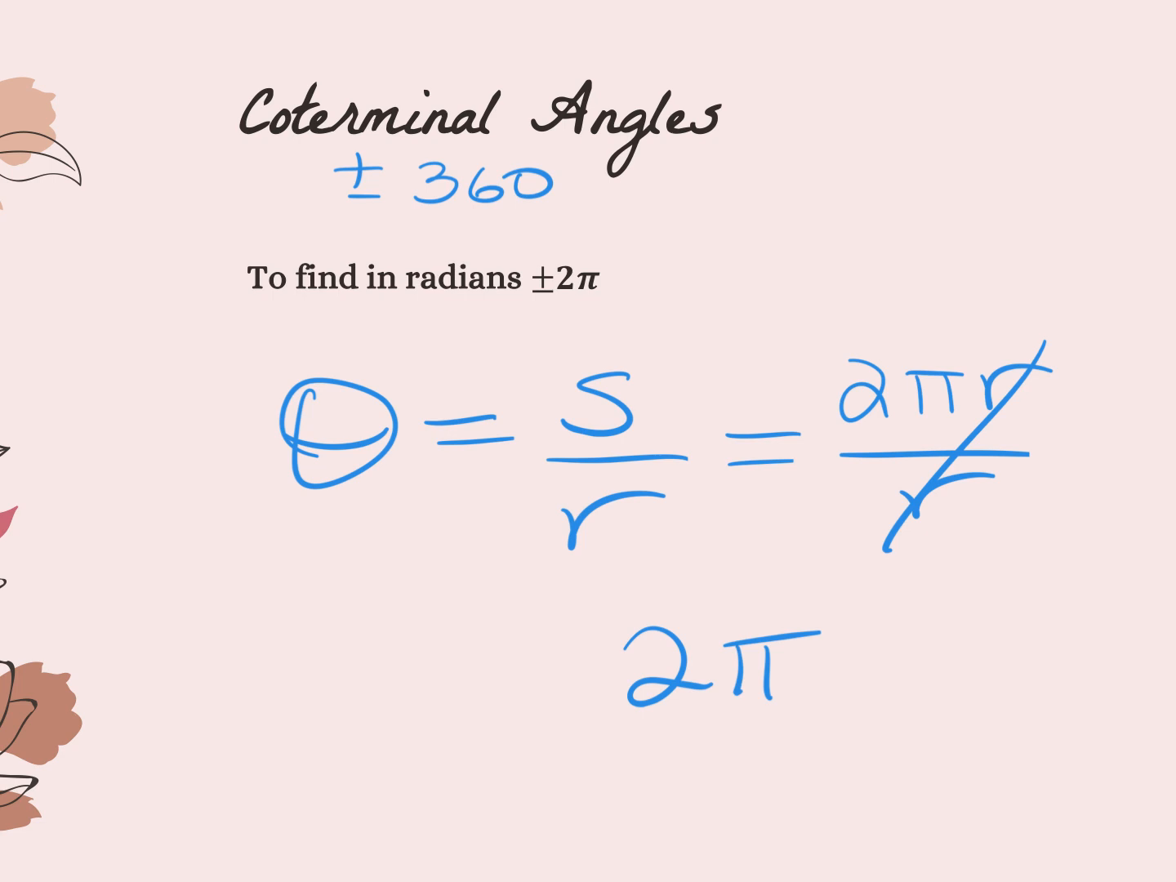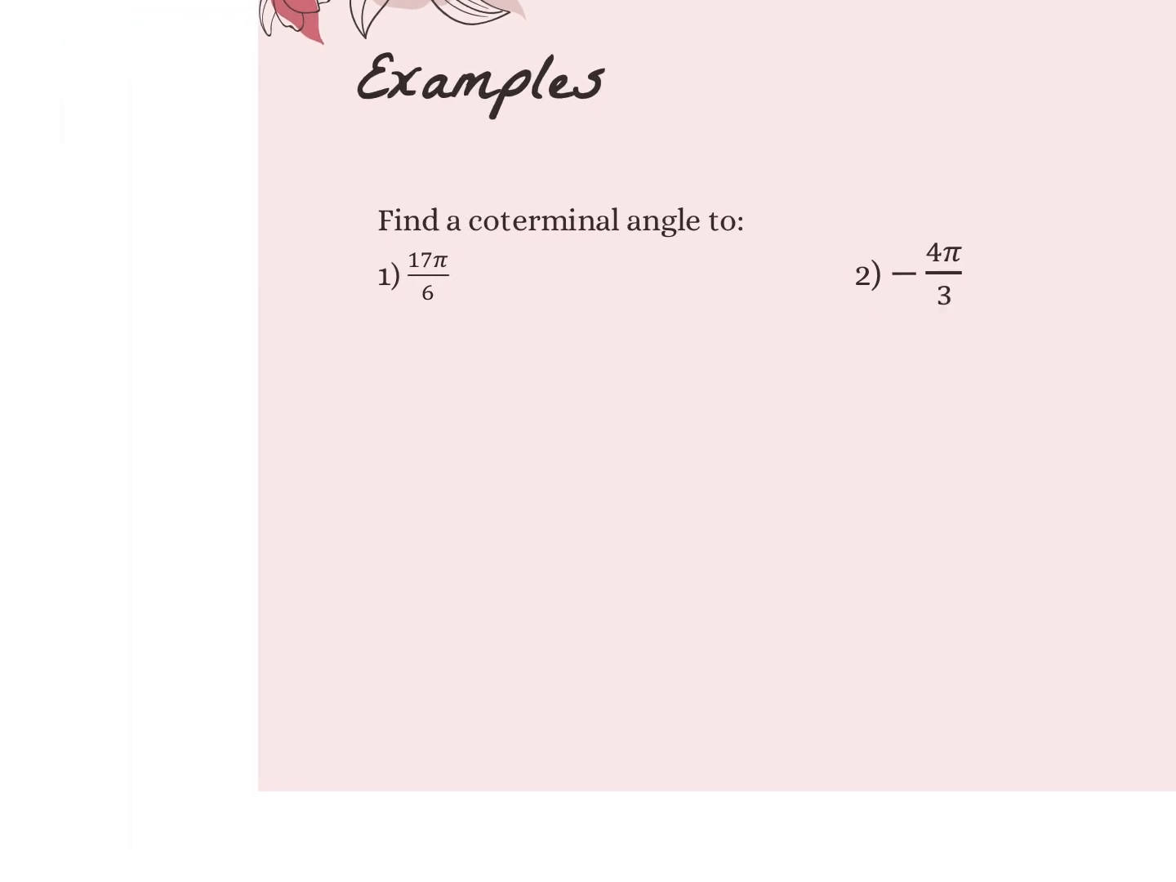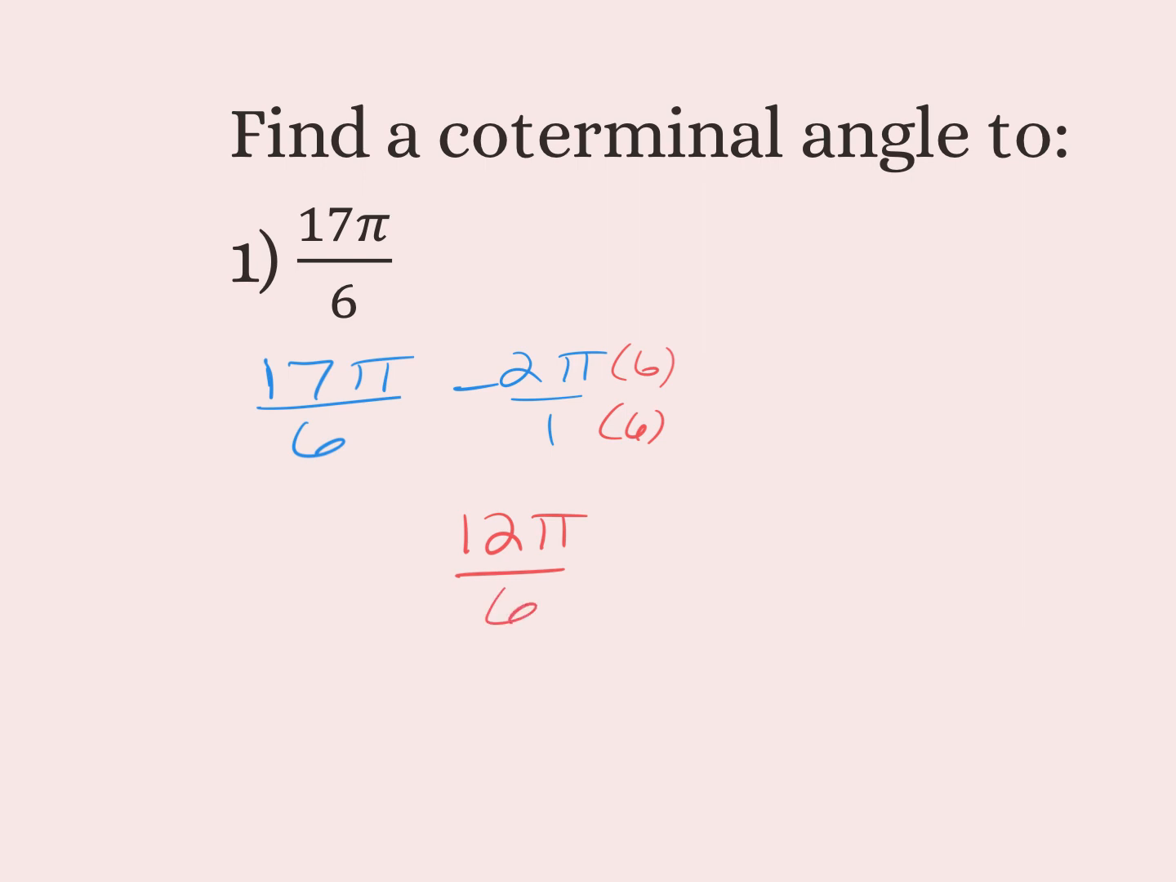So let's go ahead and find a negative and a positive coterminal angle. It wants us to find a coterminal angle, a negative and a positive, to 17 pi over 6. So what we're going to do is take 17 pi over 6 and subtract 2 pi. I need to find a common denominator. My common denominator is going to be 6. So whatever you do to the denominator, do to the numerator. So my new fraction here is going to be 12 pi over 6. I'm subtracting that from the 17 pi over 6, and I get 5 pi over 6.